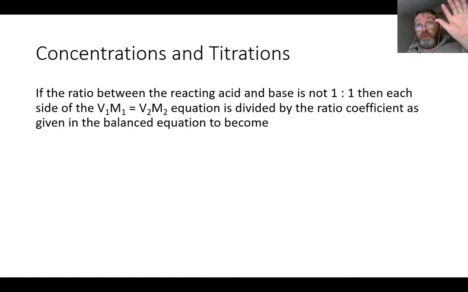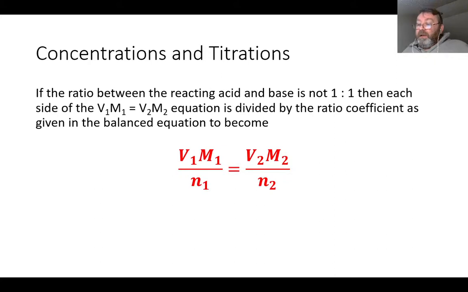You take the V1M1 equals V2M2 and you divide the respective sides by the coefficient of the reactants. Now, it's all very nice for me to say that to you, but in practice, what does that mean? It means that you still have your V1M1, that's still going to be the number of moles of your acid, and that's going to be the number of moles of your base. But if your acid and base are not in a ratio of 1:1, the corresponding ratio has to go beneath each species. So if, for example, it was HCl and NaOH, that's 1:1. If it was NaOH and H2SO4, that's 2:1.